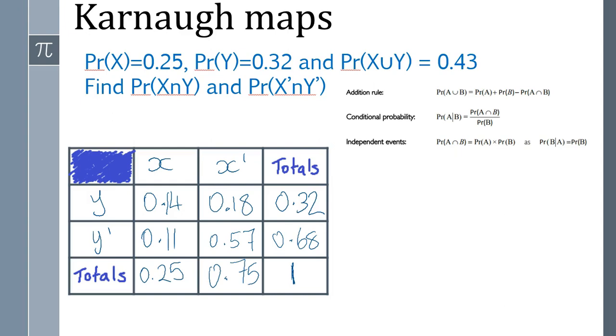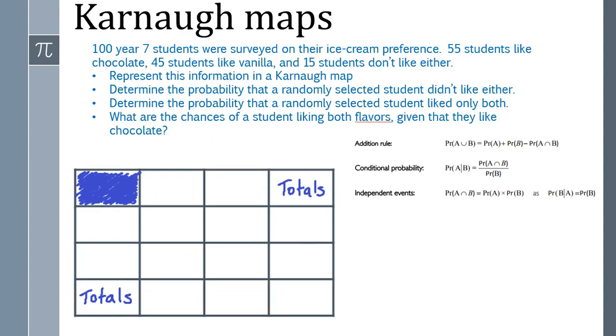Okay, some people that suits them a lot better than the Venn diagrams. I personally really like the Karnaugh maps once you get your head around them. Some people prefer Venn diagrams. And again, that helps us use these formulas really nicely so we can find out all this information using these two diagrams. So let's try another example.